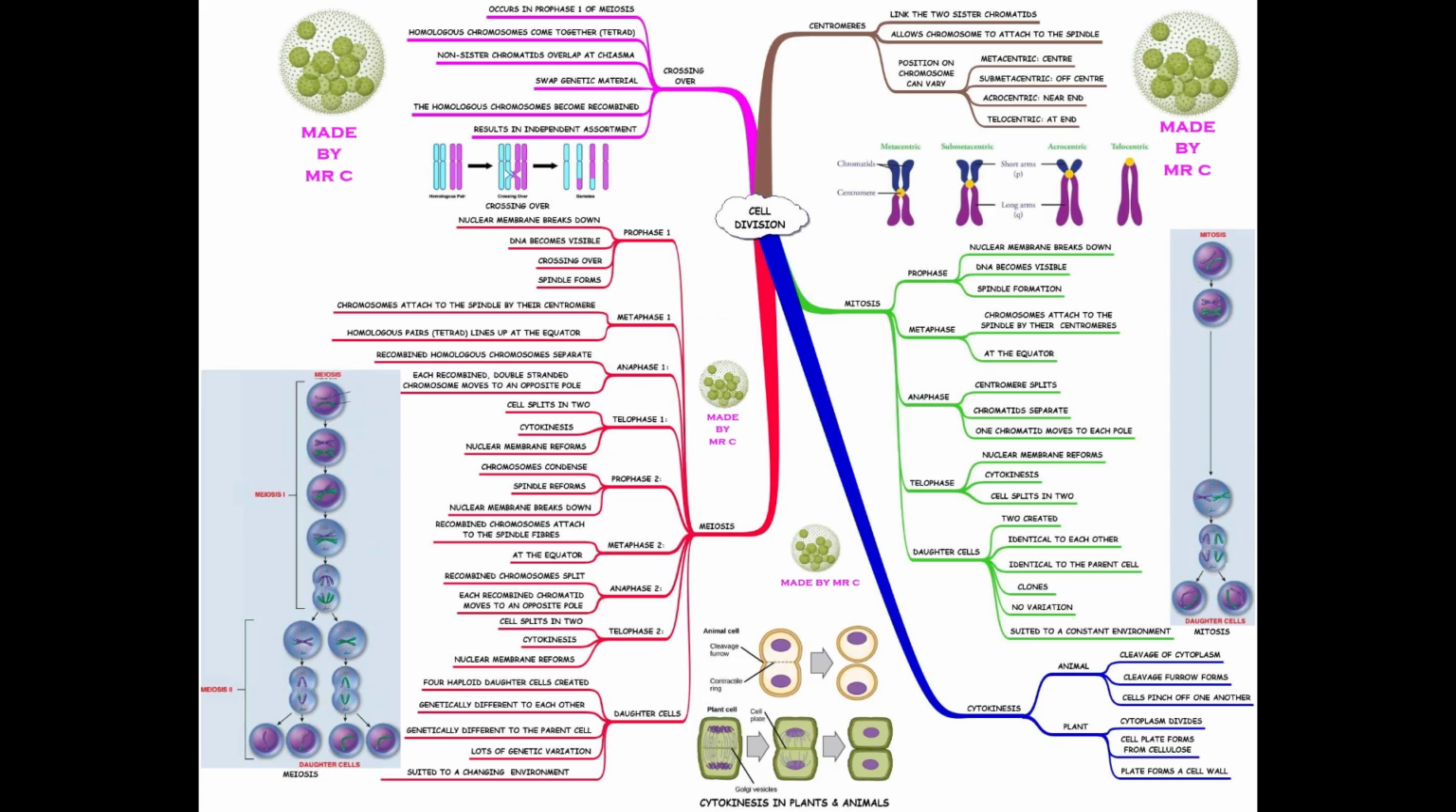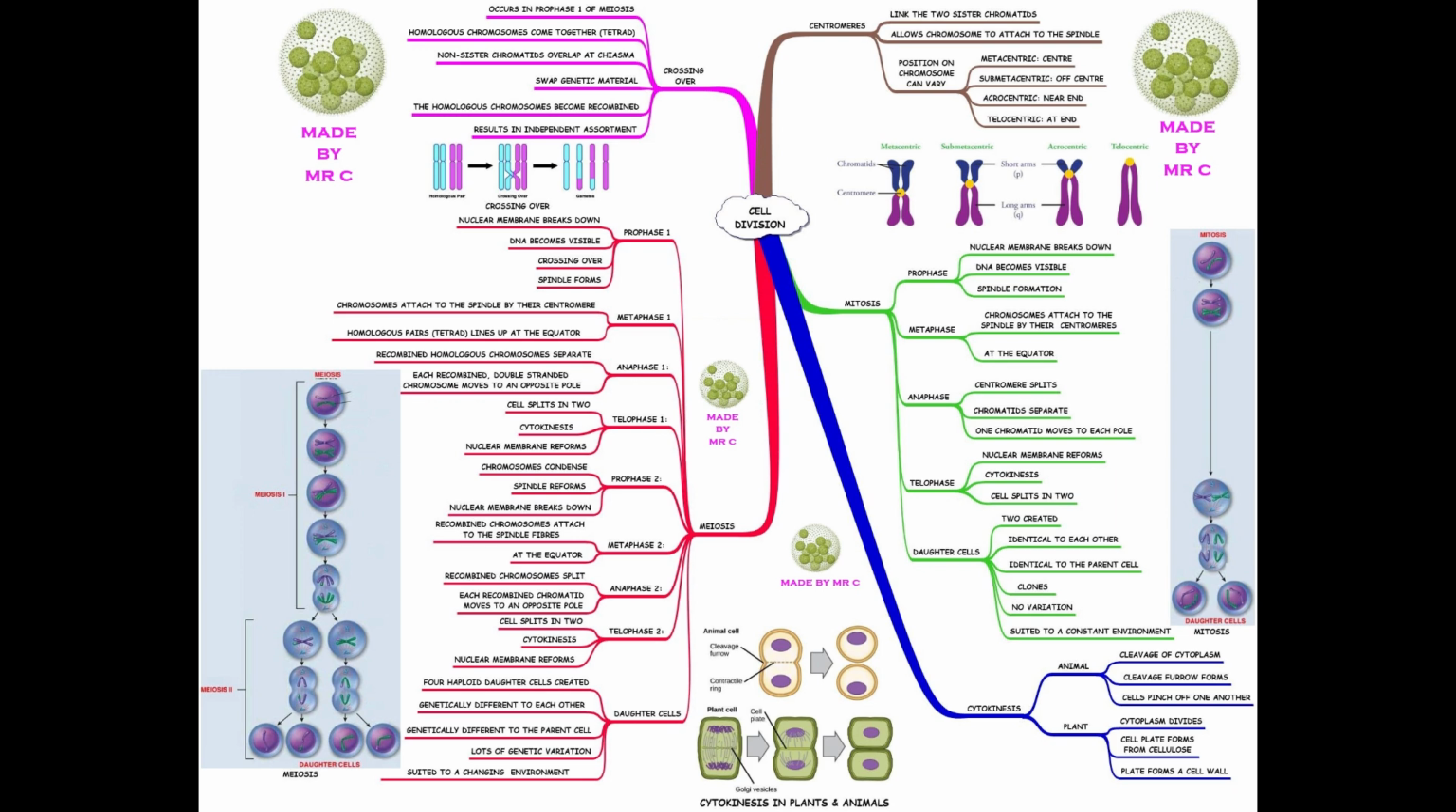The position of the centromere can vary. If it's in the center, we call it metacentric. If it's off-center, we call it submetacentric. If it's near the end, it's called acrocentric. And if it is at the very end, we call it telocentric. But most of the time, we just think about the double-stranded chromosome as being metacentric.